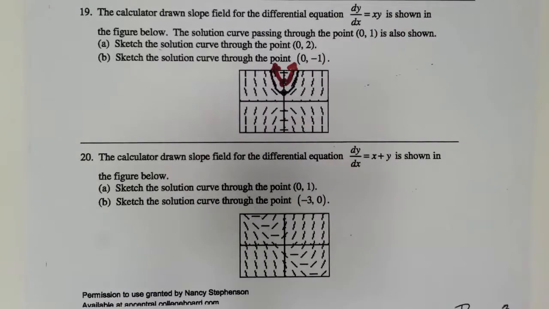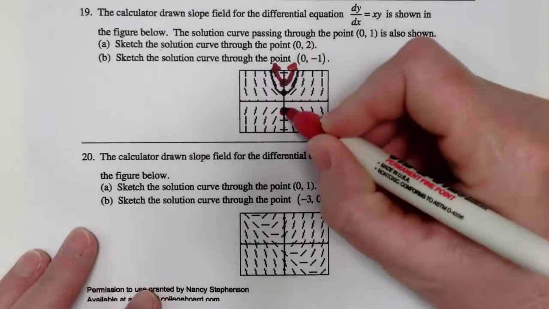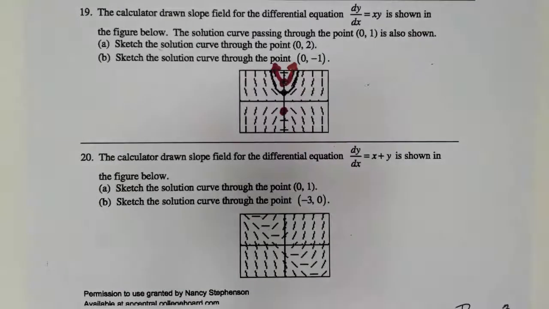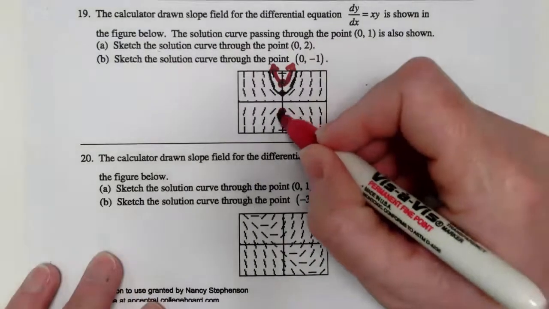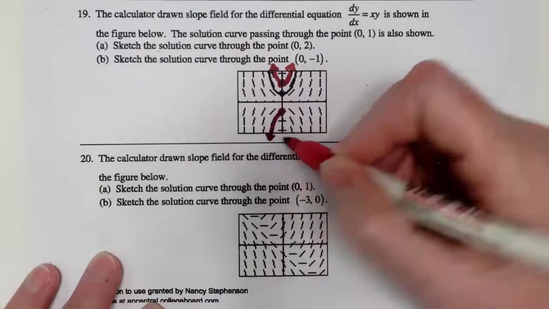Another solution curve would pass instead through the point (0, -1). Plot the point first. If I were to go left first, notice in the third quadrant all of my slope cuts are positively sloped. So that means as I sketch this, it's going to look like that.